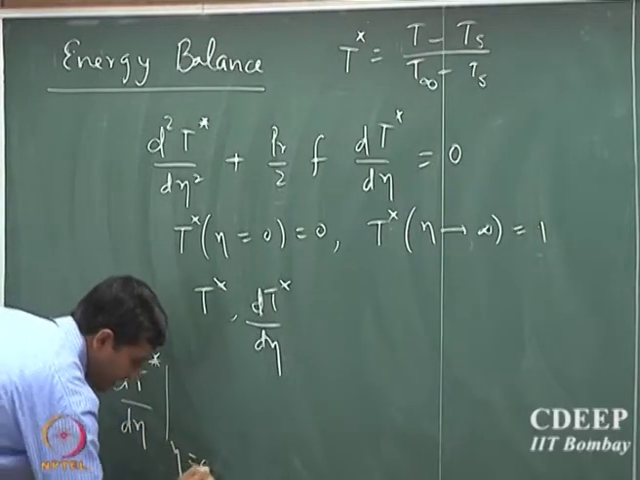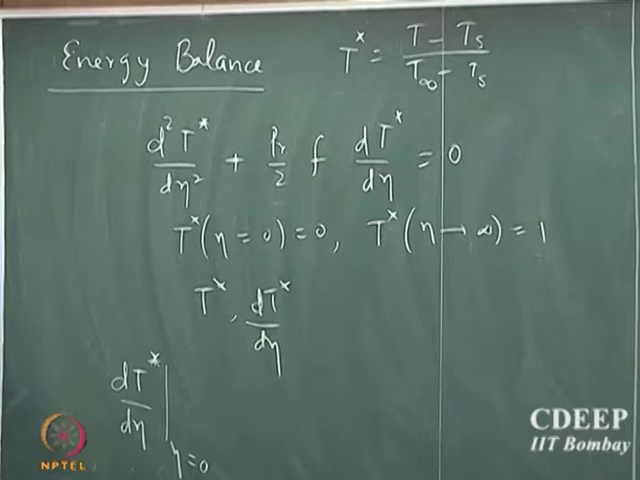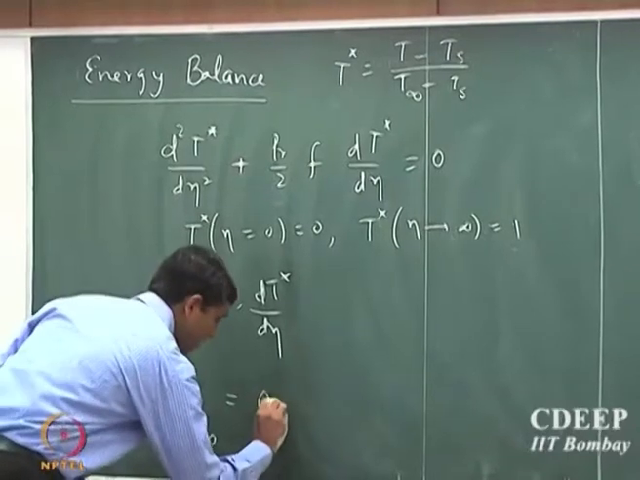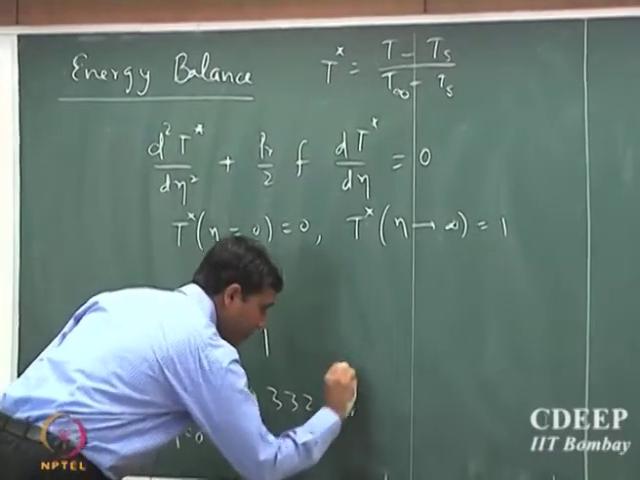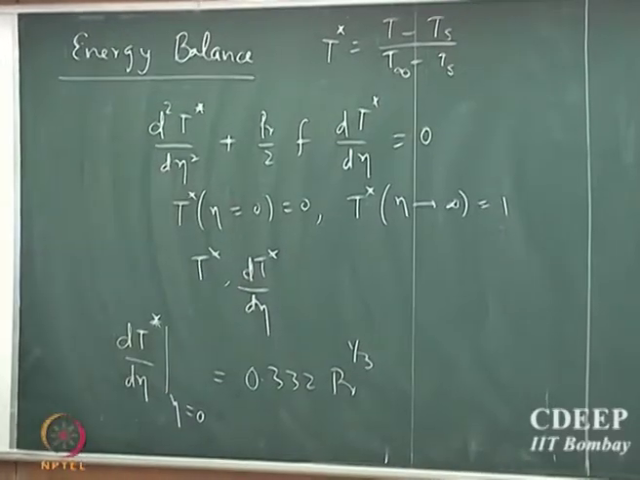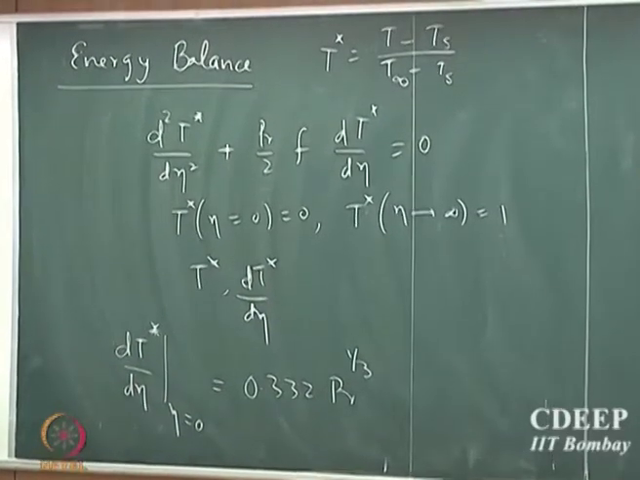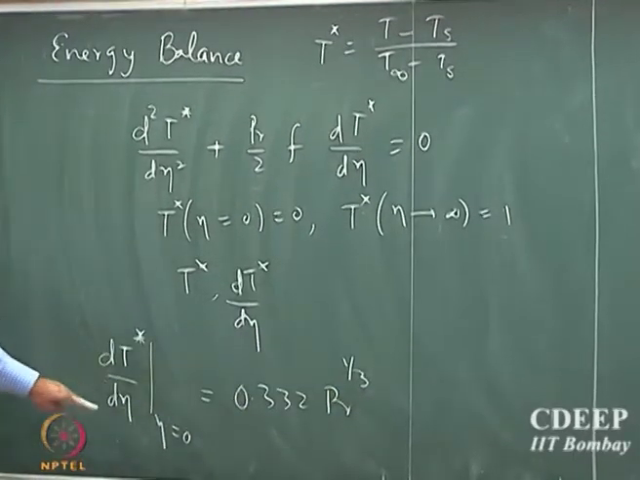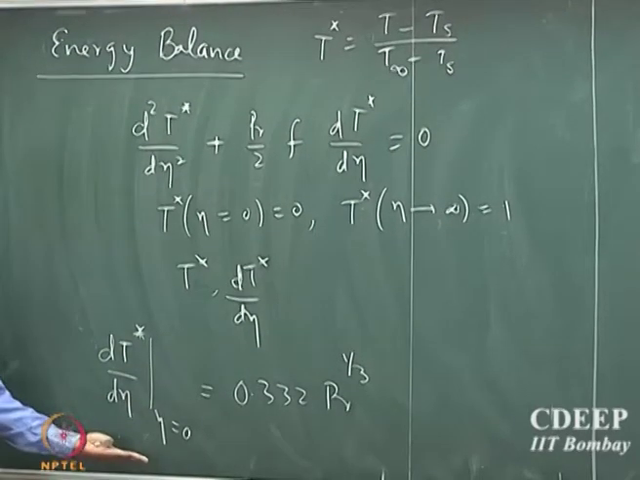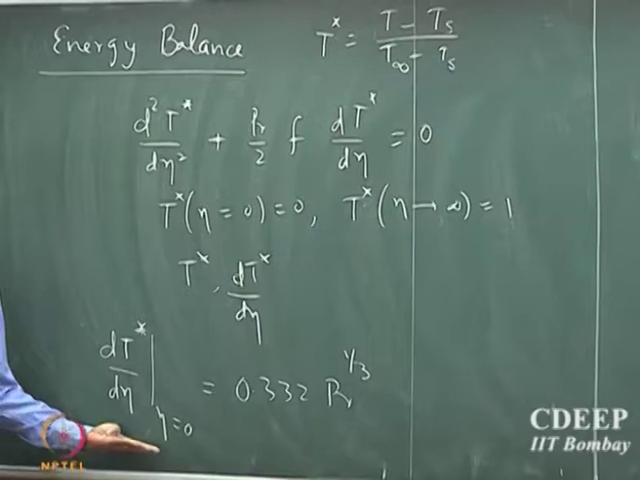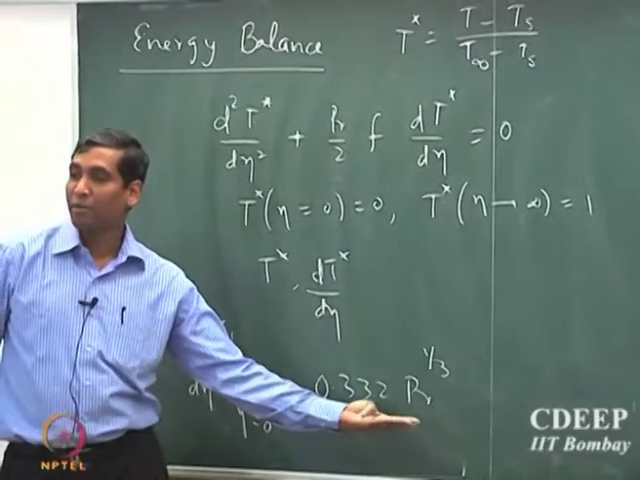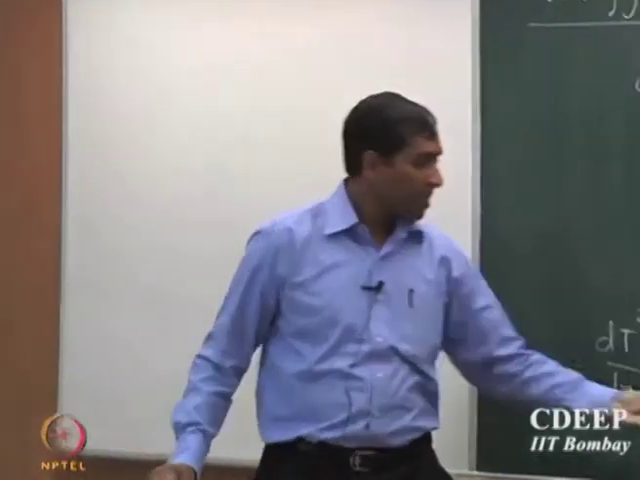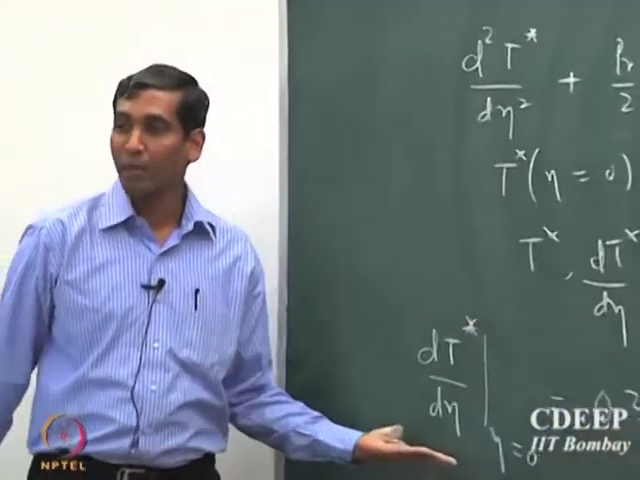Okay. So what is important here once again is to find the heat transport coefficient. So what was found is that dT star by d eta at eta equal to 0 scales as 0.332 into Prandtl number to the power of 1 by 3. Okay. So note that we never knew what this exponent n is supposed to be. So by solving the actual equations, what has been found is that the gradient at the boundary scales as Prandtl number to the power of 1 by 3.